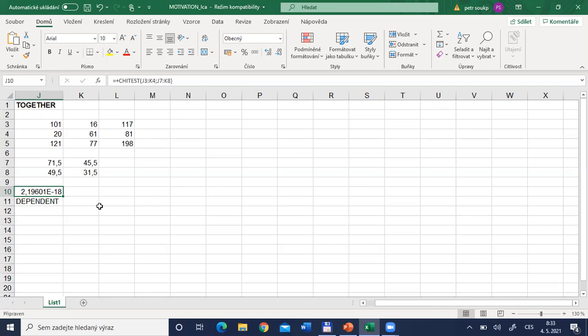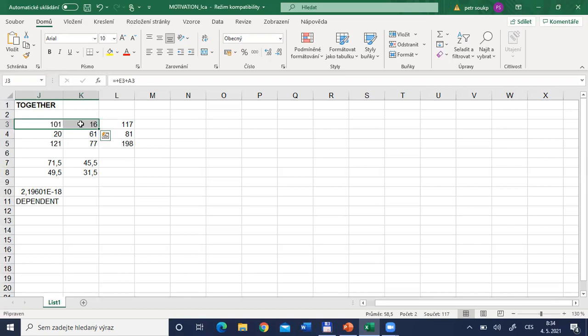Maybe somebody can help me: if I see a p-value such as 2.19 multiplied by 10 to the power of minus 18, what would be my conclusion about the relationship between this row and column variable? Are these related or not?